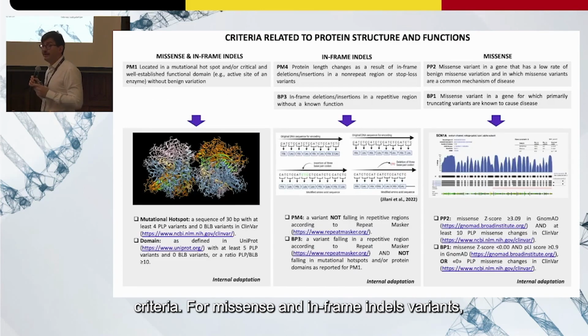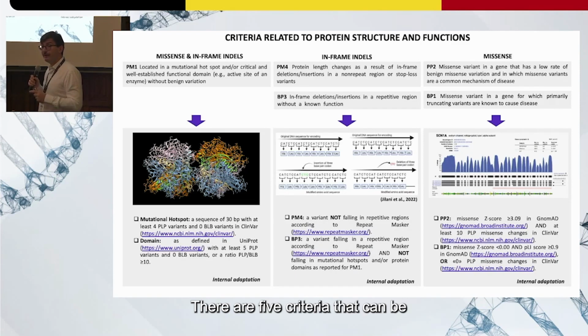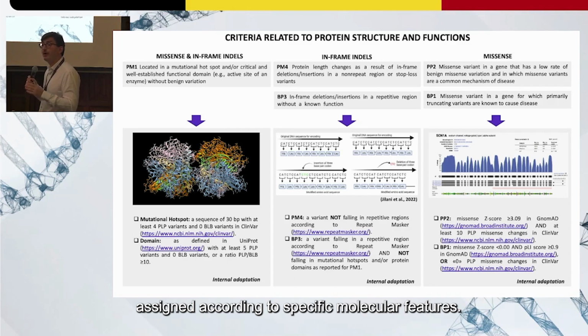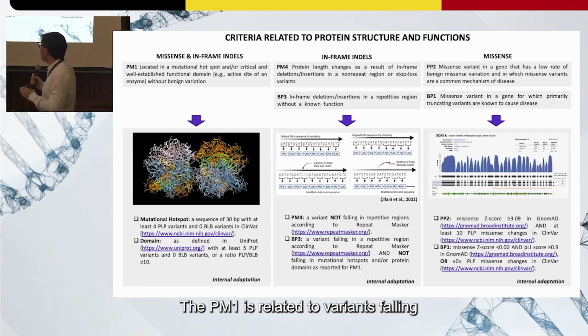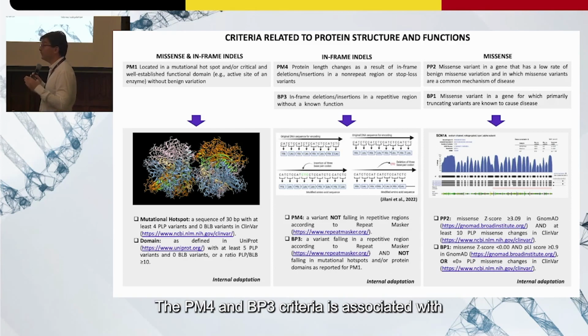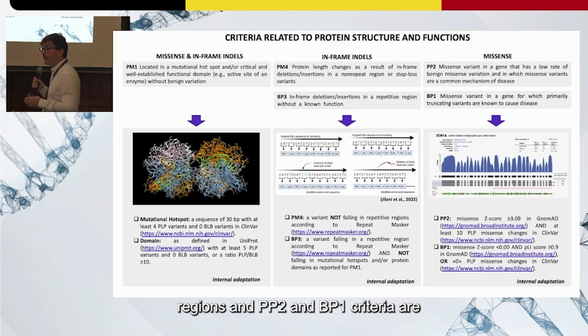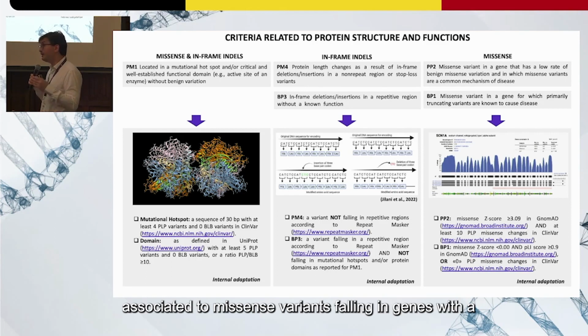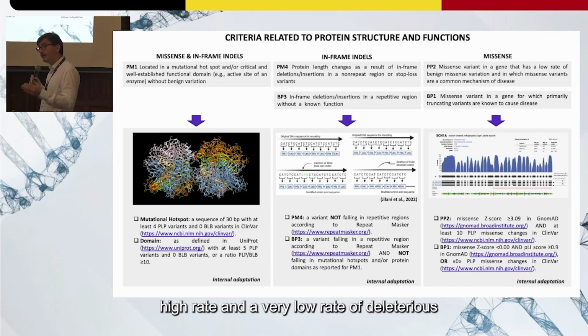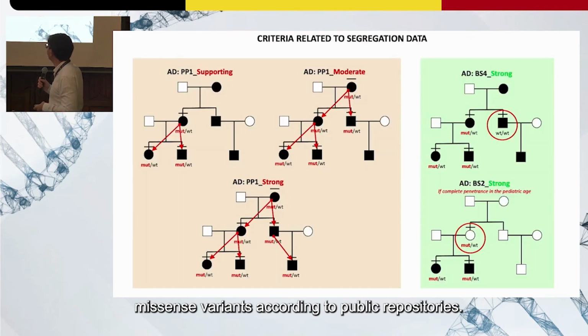For missense and in-frame indel variants, again, especially in case of private variants, there are 5 criteria that can be assigned according to specific molecular features. The PM1 is related to variants falling in hotspot domains or critical protein domains. The PM4 and BP3 criteria are associated with in-frame indels if they fall outside or within repetitive regions. And PP2 and BP1 criteria are associated to missense variants falling in genes with a high rate and a very low rate of deleterious missense variants according to public repositories.